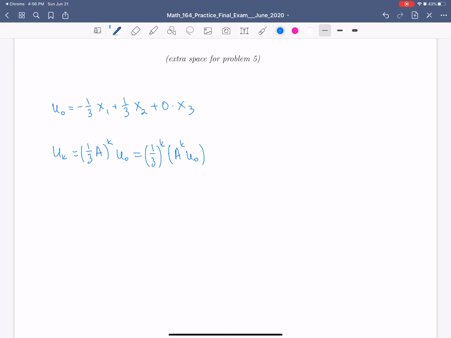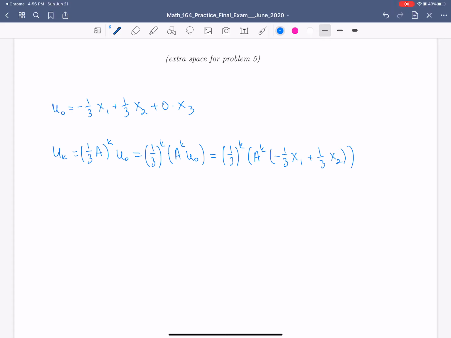We don't know. But what is very easy is to apply any power of A onto the eigenvectors of A. So this is where this U naught expression comes into play. So we have 1/3 to the power k times A^k applied to the vector negative 1/3 x1 plus 1/3 x2.